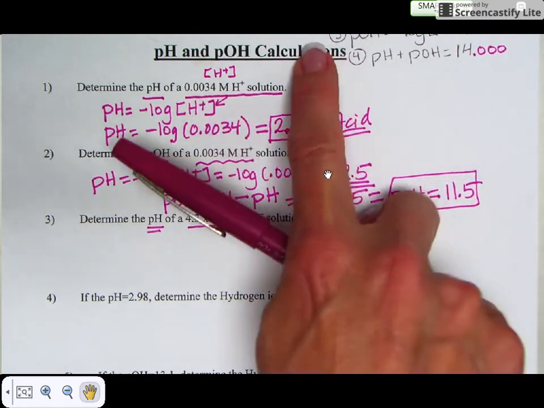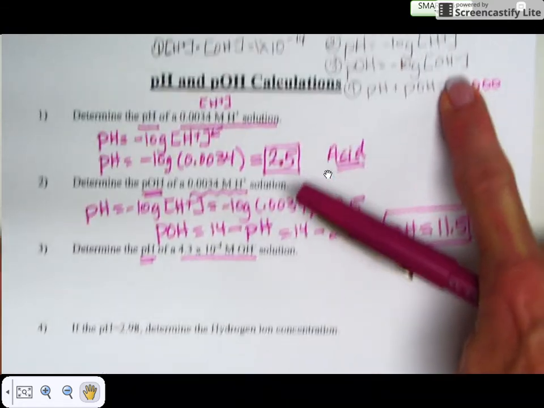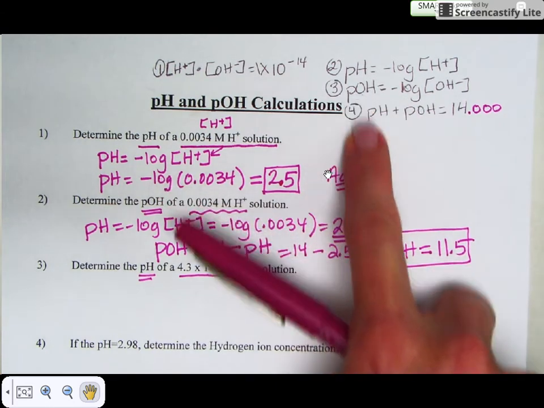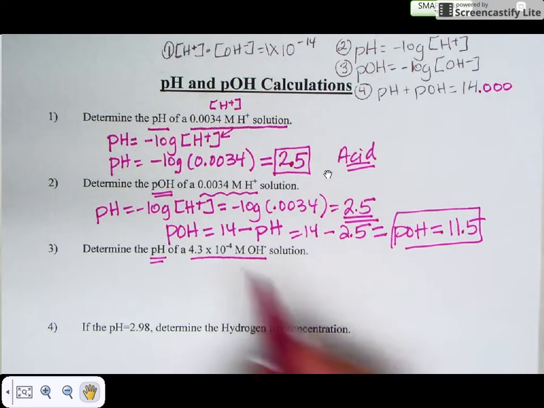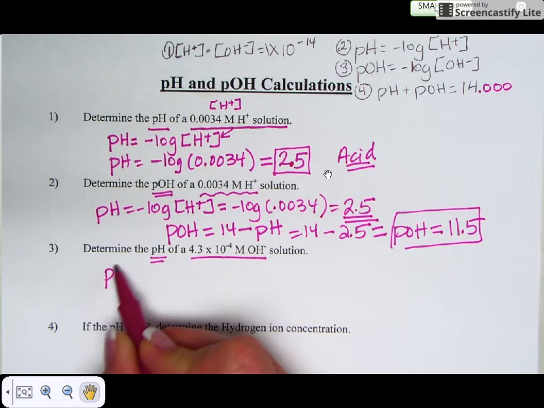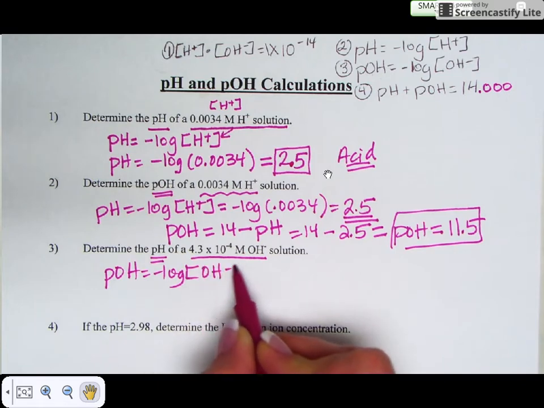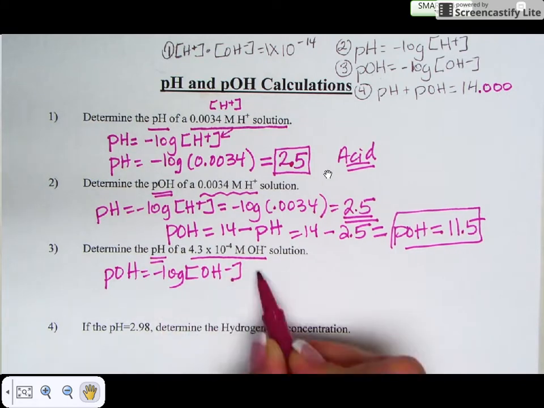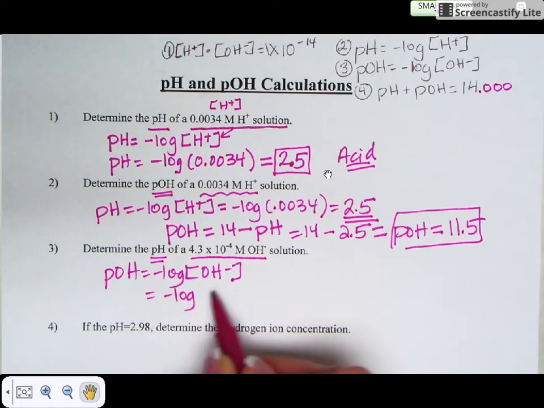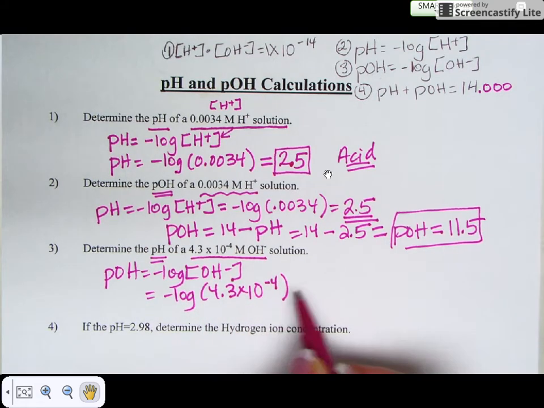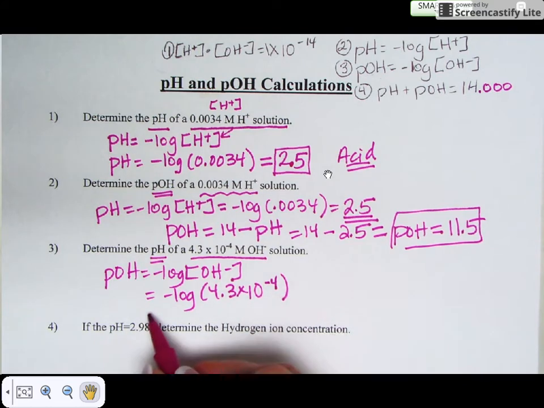So since we are given the hydroxide ion concentration, we're going to take the negative log of that and get the pOH, and then we'll subtract from 14 to get the pH. So pOH equals negative log of the hydroxide ion concentration, and so negative log of the 4.3 times 10 to the negative 4, and that's going to give us a pOH equal to 3.4.